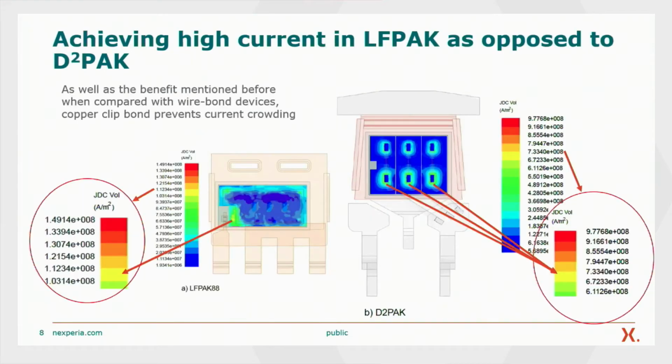If we were to compare an LFPAK against the wire bond MOSFET, in this case an LFPAK 88 against the bigger package, the D2 pack, we see here that the surface of the wire bond connected to the die is smaller, therefore the concentration of current is higher. So it has current crowding issues that the LFPAK, thanks to its source clip, avoids. Another advantage that LFPAK has against the wire bond.